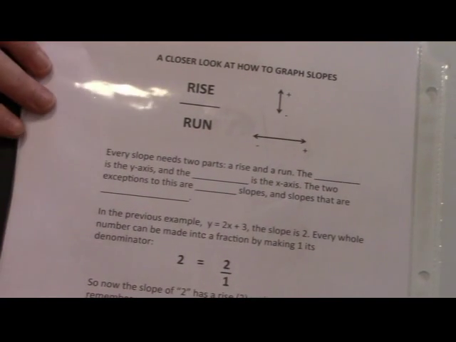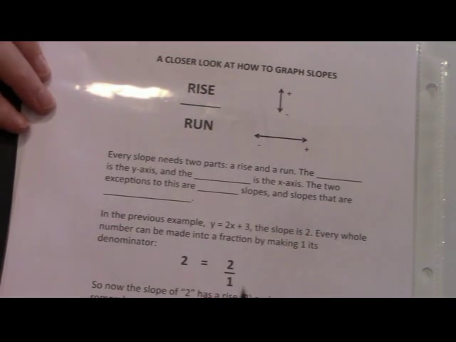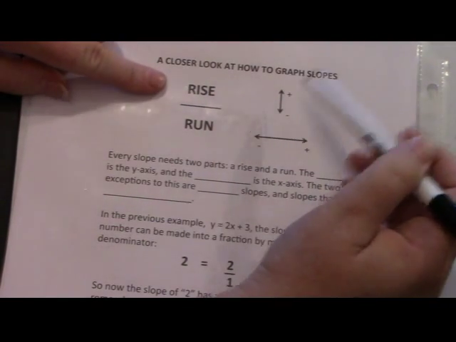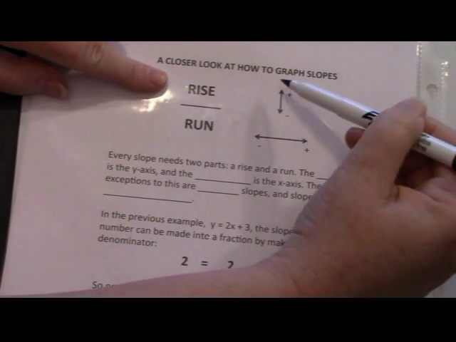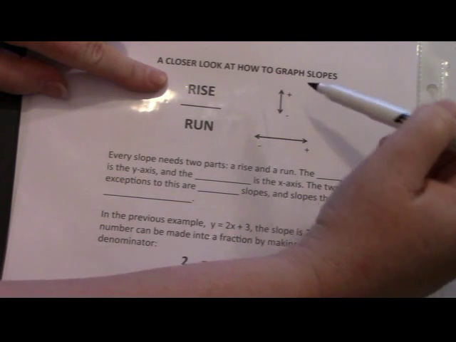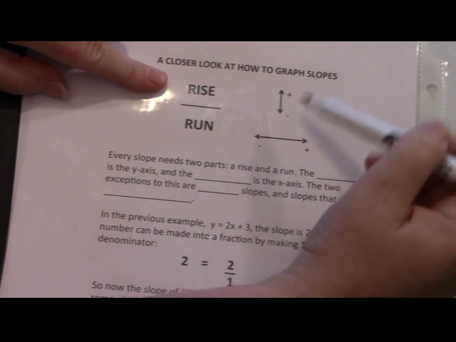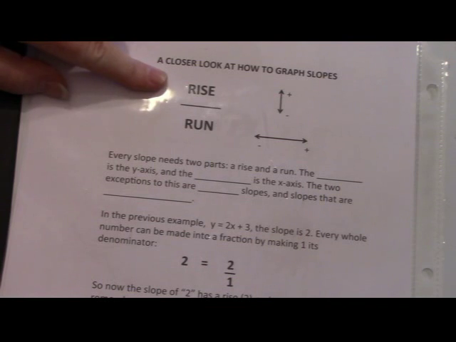Turn to page 40, and we're going to take a look at something called rise and run. And that's how I knew how to graph that slope of 2. We have to understand rise over run. So take a look at page 40. Here's our fraction. Rise is the y-axis, how much it goes up or down. Positive numbers will go up, negative numbers will go down.